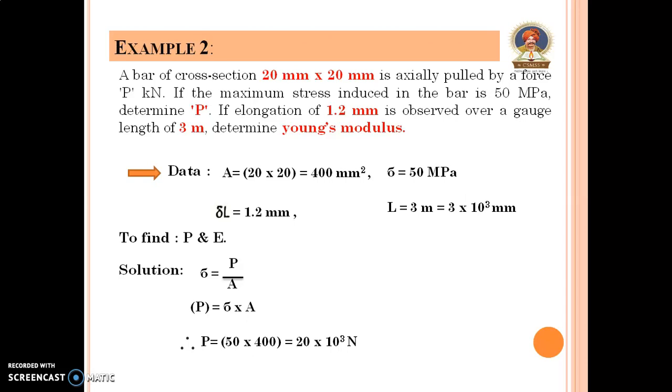Now what is to be found? That is E, Young's modulus. We know that the Young's modulus E is equal to stress upon strain, that is sigma upon epsilon. So first of all we have to calculate here strain. Epsilon is equal to delta L upon L. So put the value of delta L and L here. So the equation is 1.2 divided by 3 into 10 raised to 3. So the answer for strain is 4 into 10 raised to minus 4. There is no unit for strain.